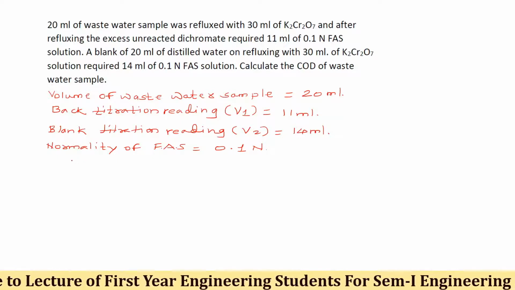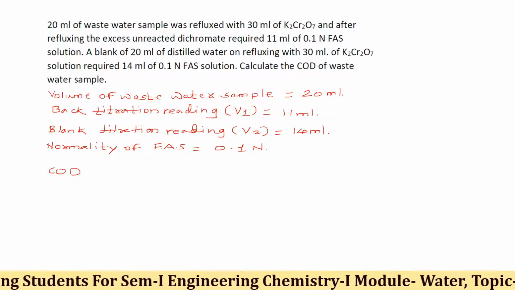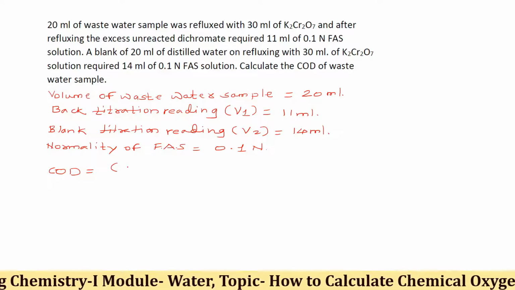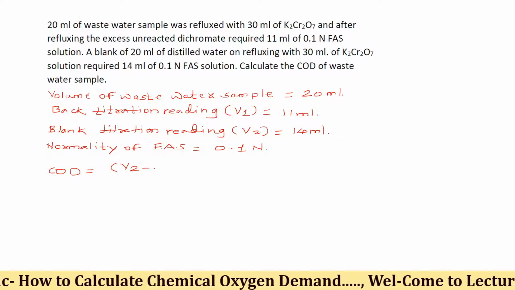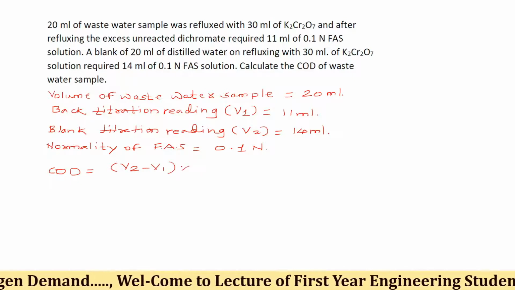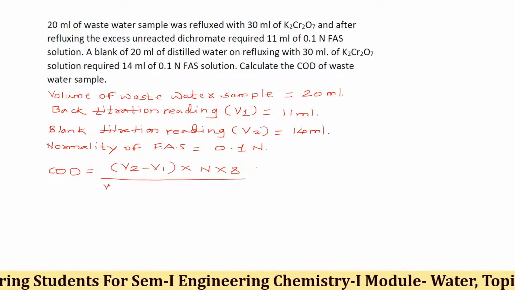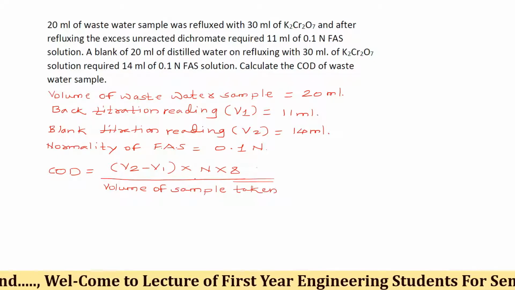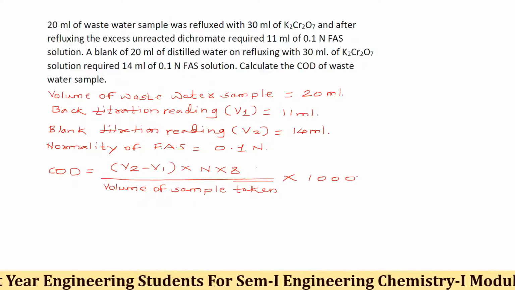Then our formula for chemical oxygen demand is (V2 minus V1) into normality into 8 upon volume of sample taken into 1000.